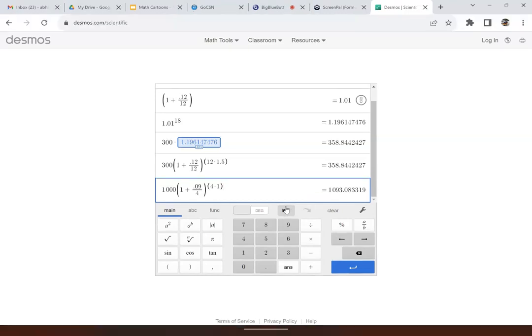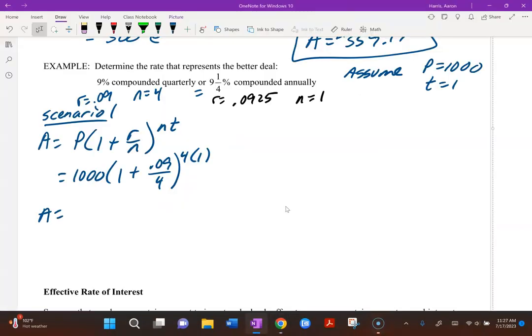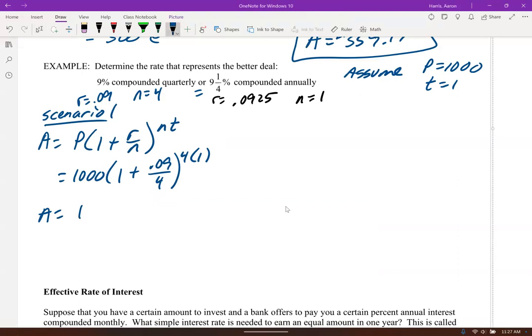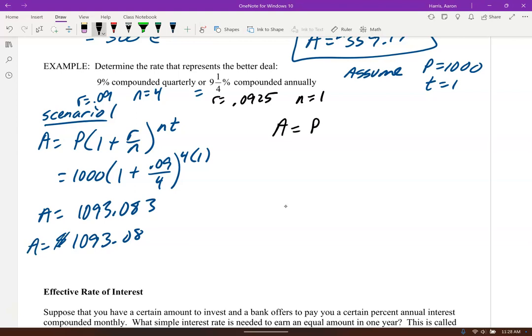$1,093.08. So 1,093.08. That's scenario 1. All right, let's do this other one.